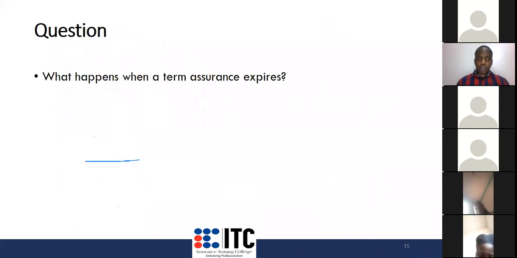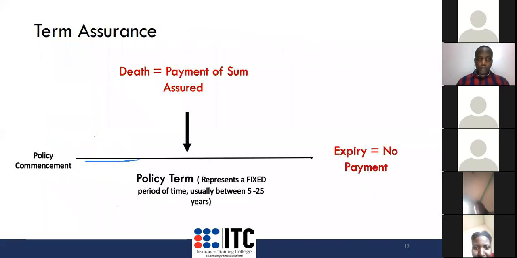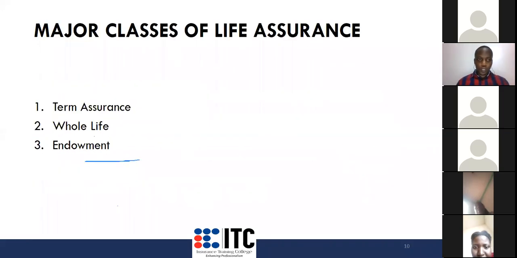So when you look at the attributes of these particular products, and I wanted to just go back to this particular slide, the term life and the endowment have a specified period of time, while the whole life has no period of time. So the first assumption you're making is that the person is going to outlive. That's the first assumption you're making. So remember, we're dealing with uncertainty and we're dealing with risk.